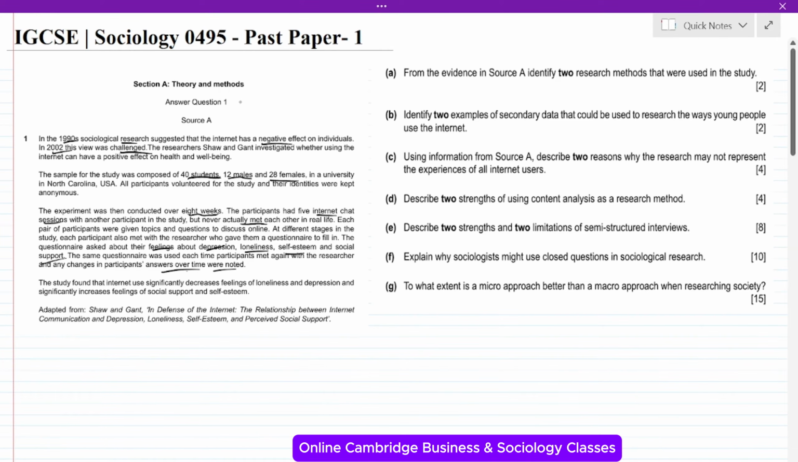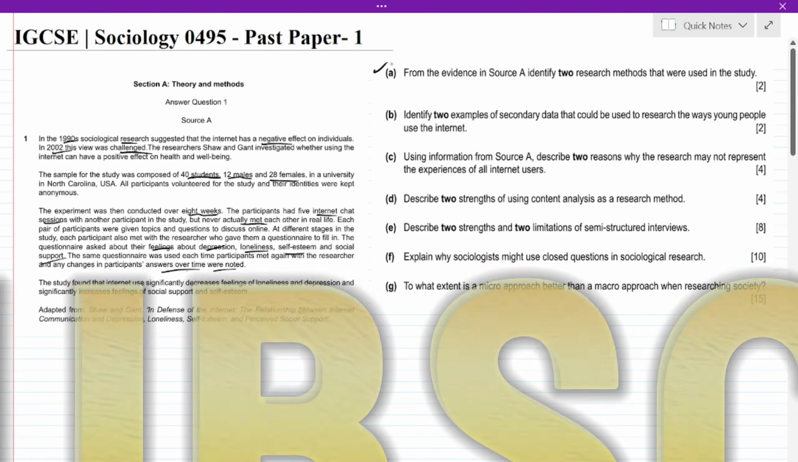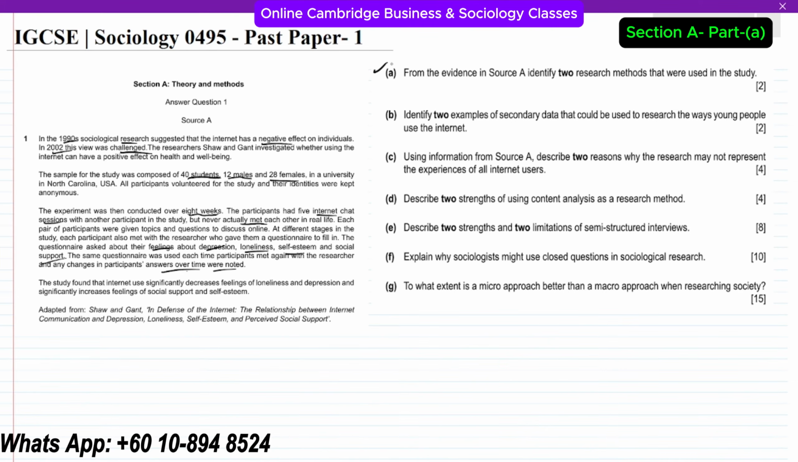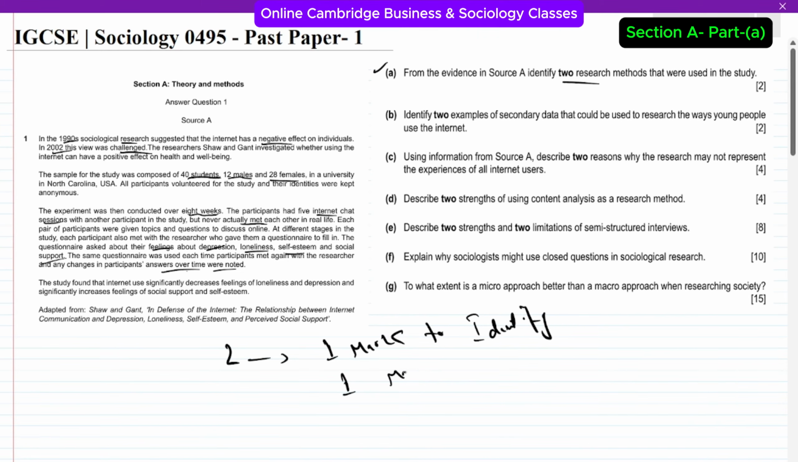They said in part A, from the evidence in source A, identify 2 research methods that were used in the study. Before attempting a question, you need to understand a few things, that is, what is the pattern of this question. For a 2 marks question, the pattern is 1 mark to identify the research method. As they are saying that you have to identify 2 research methods, each identification has 1 mark, and this is how we would be able to get 2 marks.